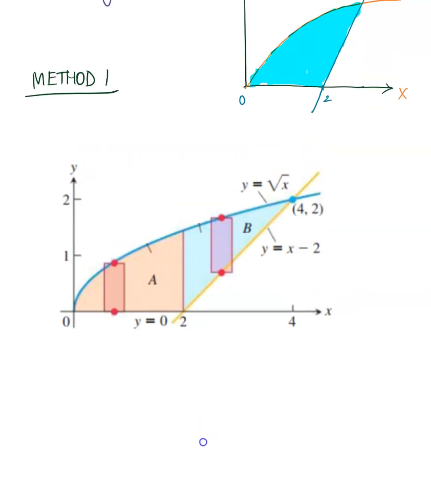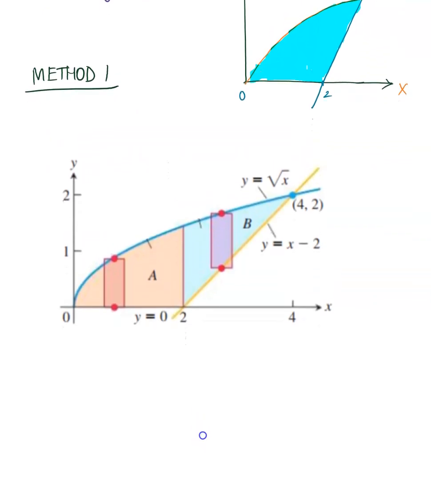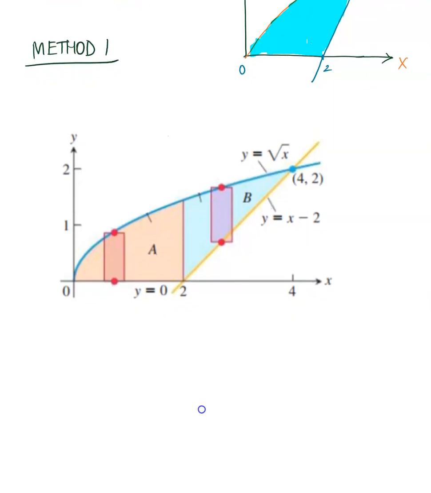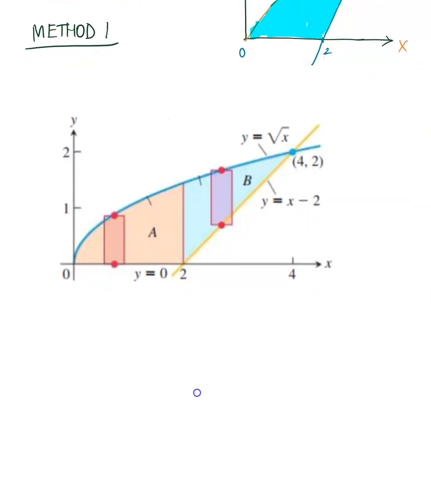So here is the better looking graph I was talking about. Your blue curve is y equals x square root of x, and this yellow one is y equals x minus 2. The approach here is to divide this region into 2 parts. Okay, so there's region A, which is the orange region, and you're breaking it where the x-axis ends, and it ends where the yellow line begins. And so we break it into 2 parts, this orange region and the blue region.